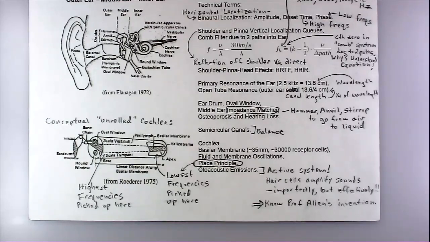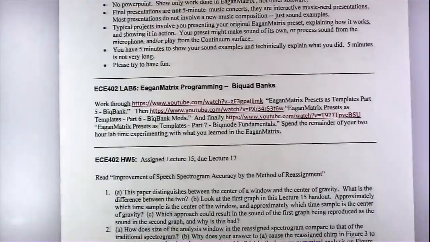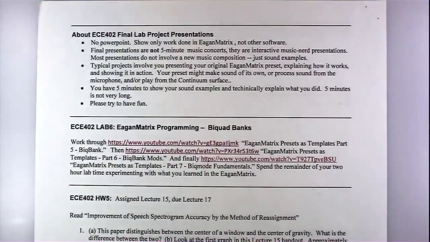All right. Well, on the next page, there's homework stuff, and there's also stuff about the final project presentations. Please read that. The very first thing it says is no PowerPoint. I can always identify a student that never comes to class and never reads the handouts by them coming in with a PowerPoint presentation. PowerPoint is not fun enough. And really, it's not supposed to be an academic thing. You're supposed to show something cool you did in the Eigen matrix and understand how you did it.